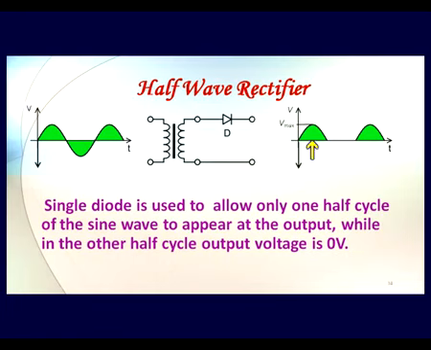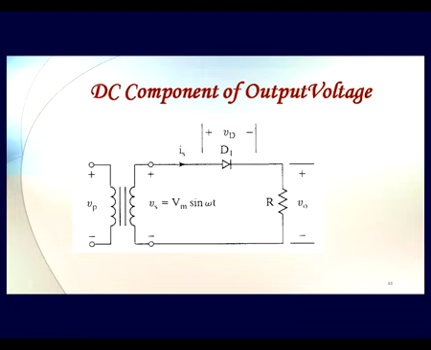We are calling it half wave rectifier because only half of the wave we are using here, the remaining half is 0. So a single diode is allowing only one half cycle of the sine wave to appear at the output, while in the other half cycle the output is 0. Now, since we are successful in removing the negative half cycle of the input signal, the DC component of that particular circuit output is going to be different than 0 volt.